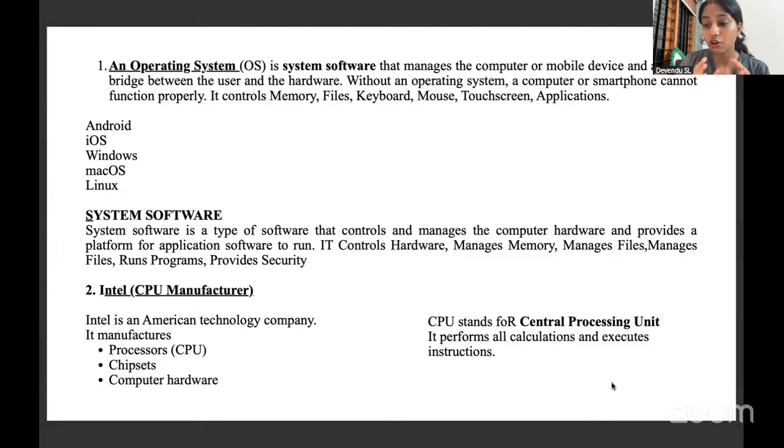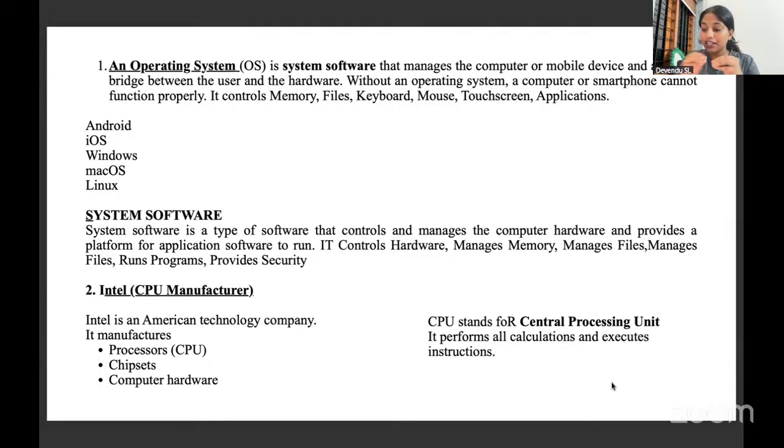And we also have to know what a system software is. System software is a type of software that controls and manages the computer hardware and provides a platform for application software to run. In our computers and mobile phones, there are a lot of software applications we use. These applications need a system software to run. The platform used by these application software to run is called system software, and it also controls hardware, memory, manages files, runs programs, and provides security.